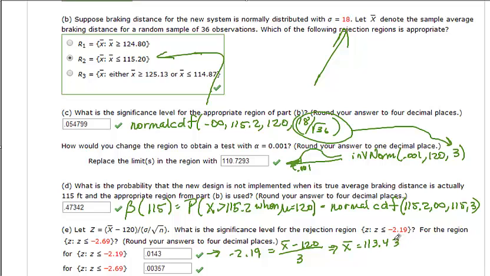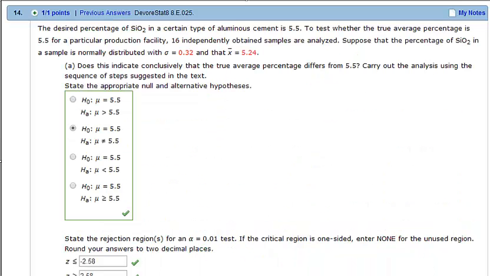And that's not what they asked for. What they asked for was the actual probability on this. So you're going to do a normal CDF, and it's going to be from negative infinity all the way up to 113.43. Then your mean is 120, and your standard deviation is 3, and then you'll get that number, plug it in there. You do the exact same thing for the other one.